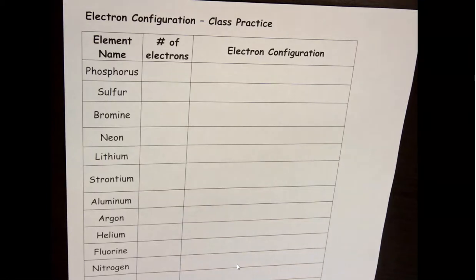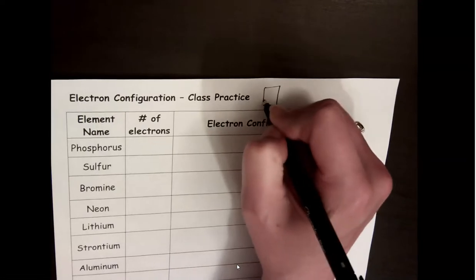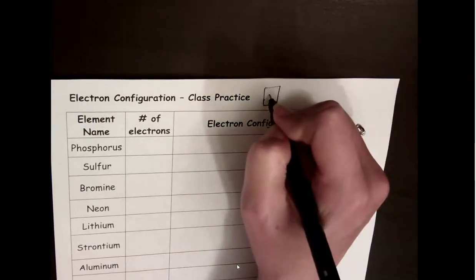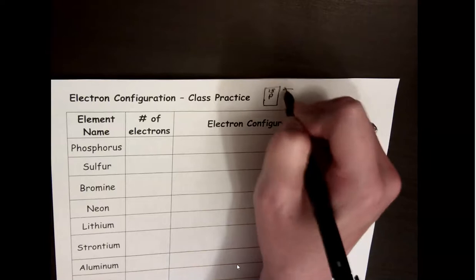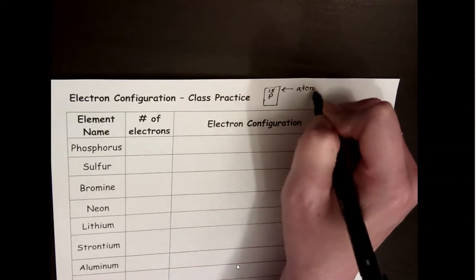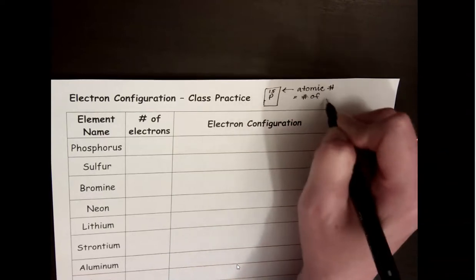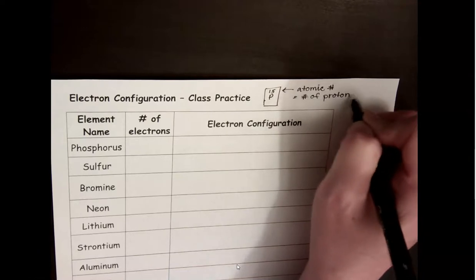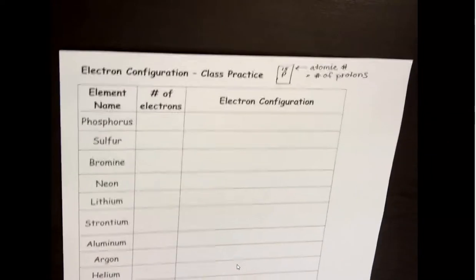Okay. All right, so first thing we need to know is how many electrons each of these have. Remember, we're going to look at the periodic table to find the number of electrons. If we look at the periodic table, we find phosphorus, for example. Up at the top, it would have a 15. That's our atomic number, which is the number of protons. If it were an ion, we would have to adjust, but we're not doing ions right now. We're just doing normal elements, neutral.